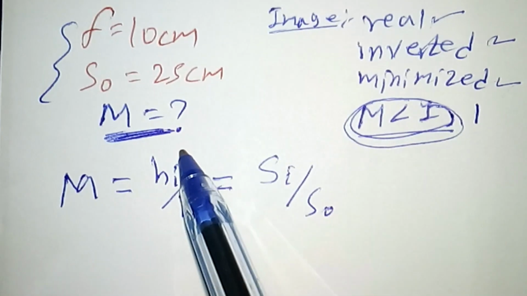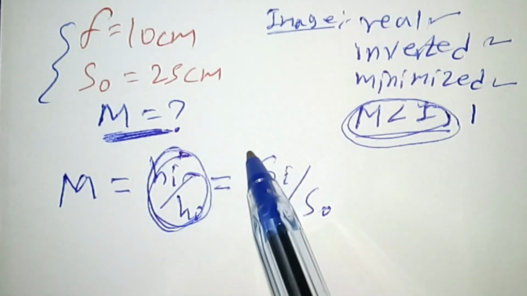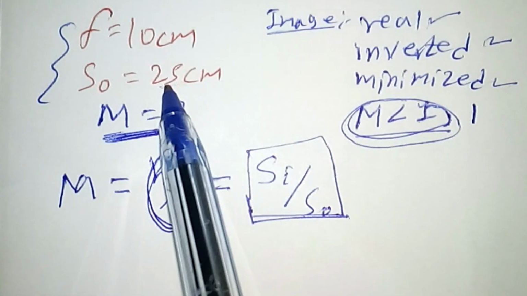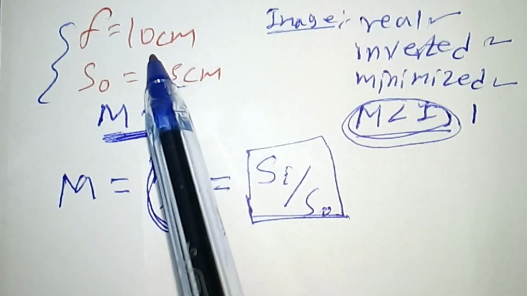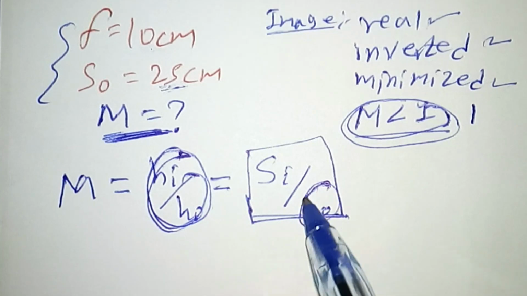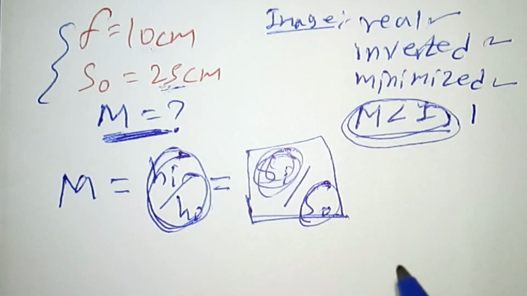So we don't have any information about the height of the image and objects, so we use the concepts of the image distance and the object distance. The object distance is given as 25 centimeter and the focal length of the mirror is given as 10 centimeter, but we don't know the image distance from the mirror.